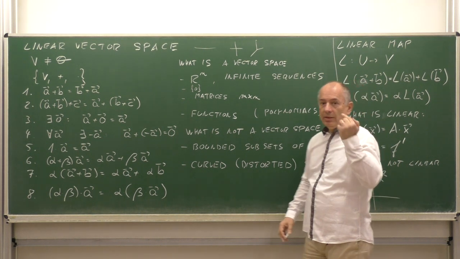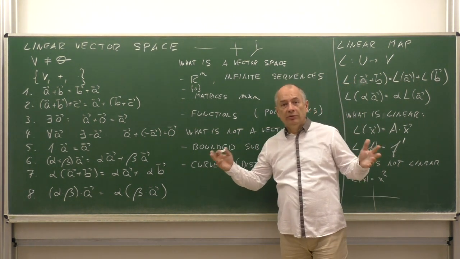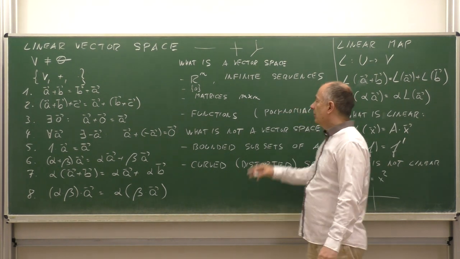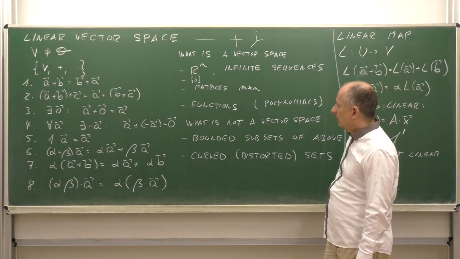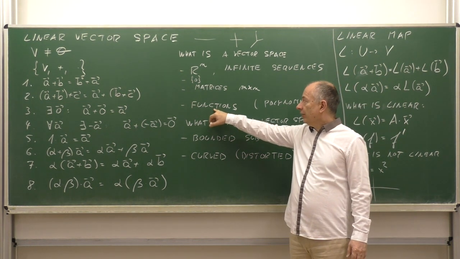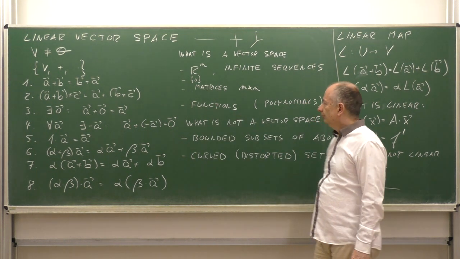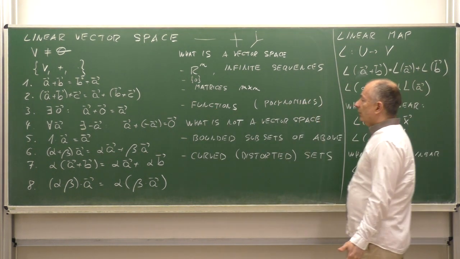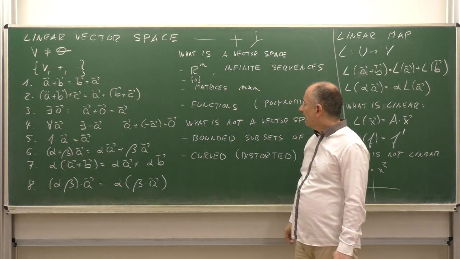Or some subsets of functions, say polynomials of order not more than 5. Yes, this is a nice example of a vector space. Functions are considered as vectors in quantum chemistry and quantum physics. Well, and some examples of a set that is not a linear vector space.